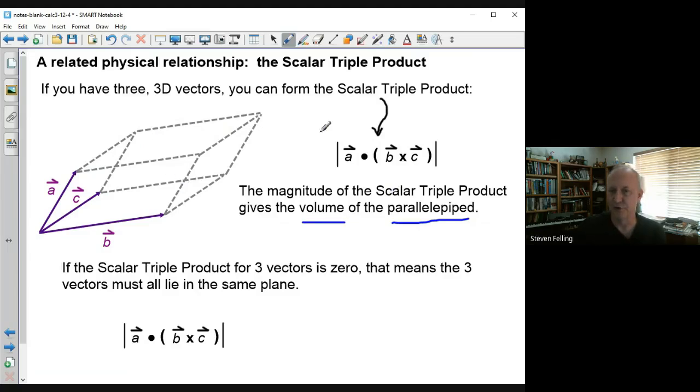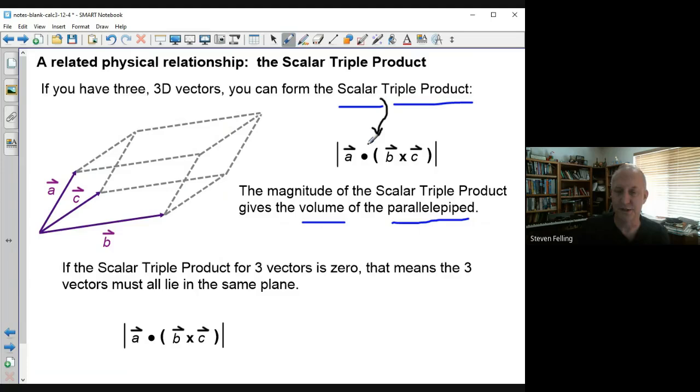Okay, so this is referred to as the scalar triple product. Three, because there are three vectors involved, and scalar because one of the things we do is a dot product instead of a cross product. Okay, so the magnitude of what's called the scalar triple product gives the volume of the parallelepiped.